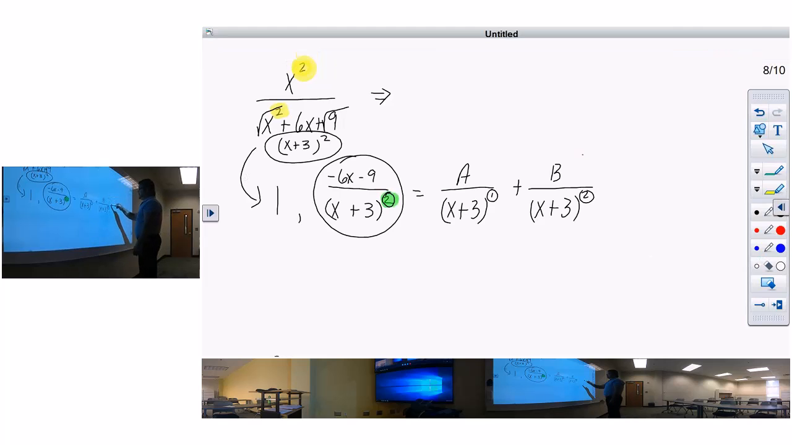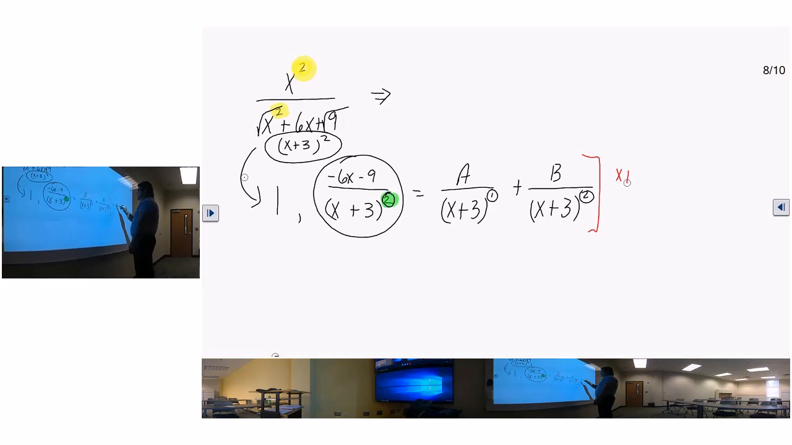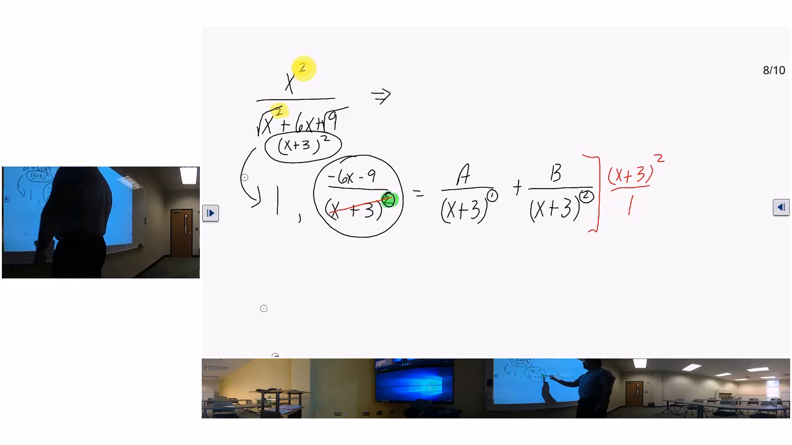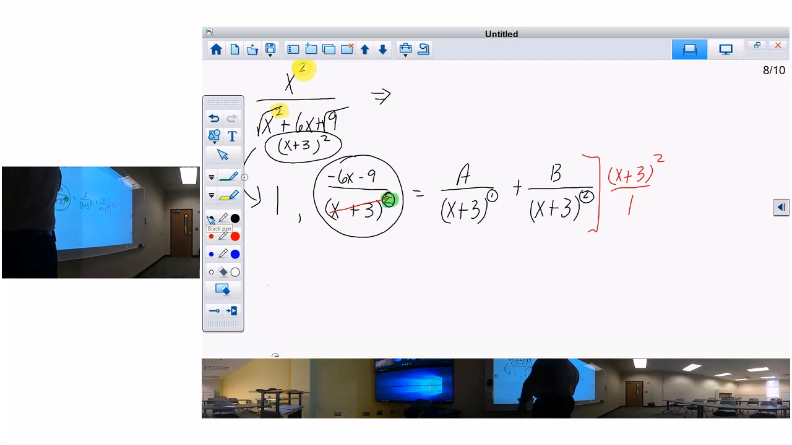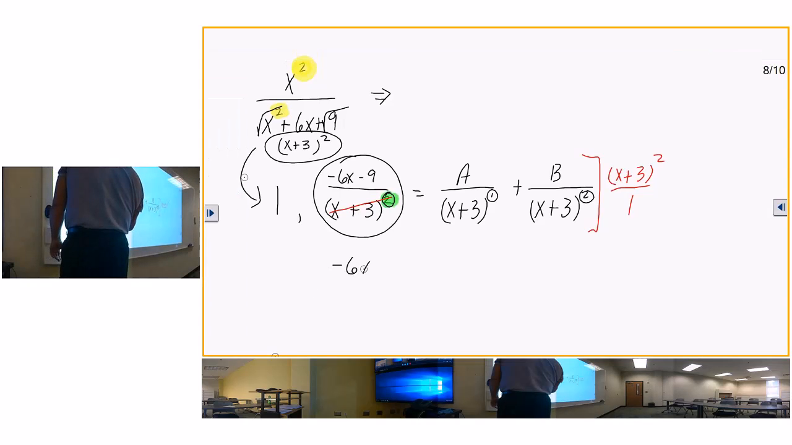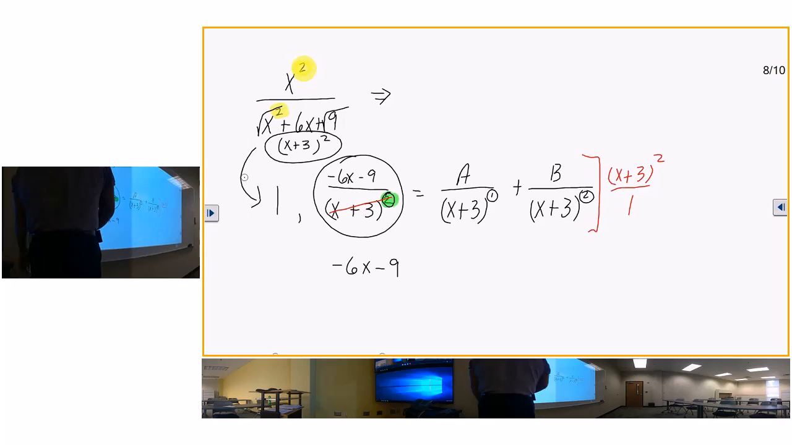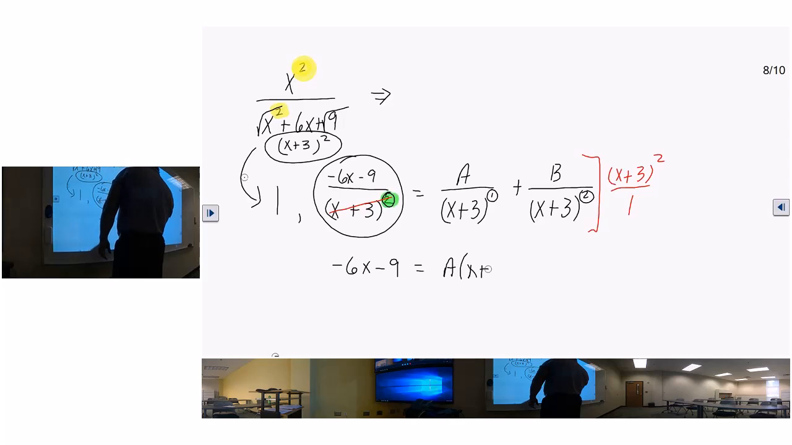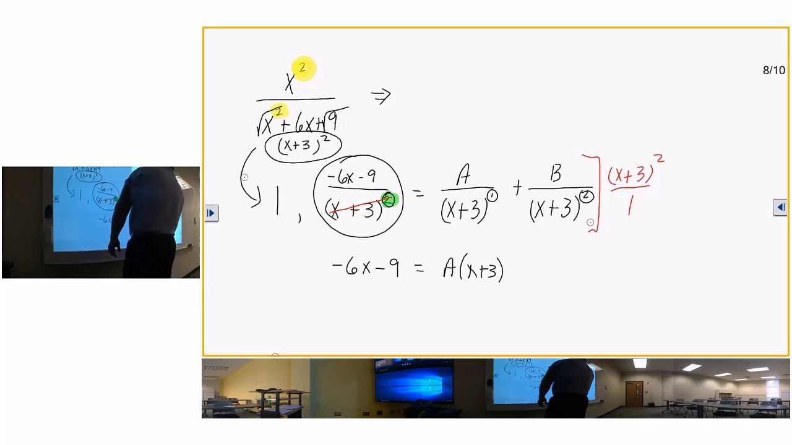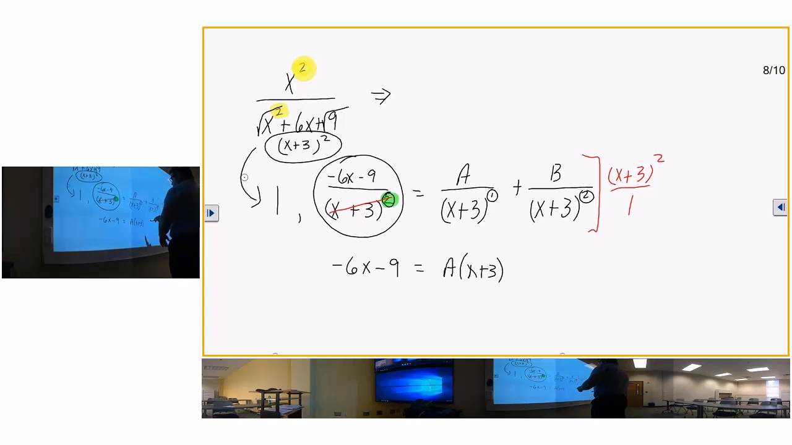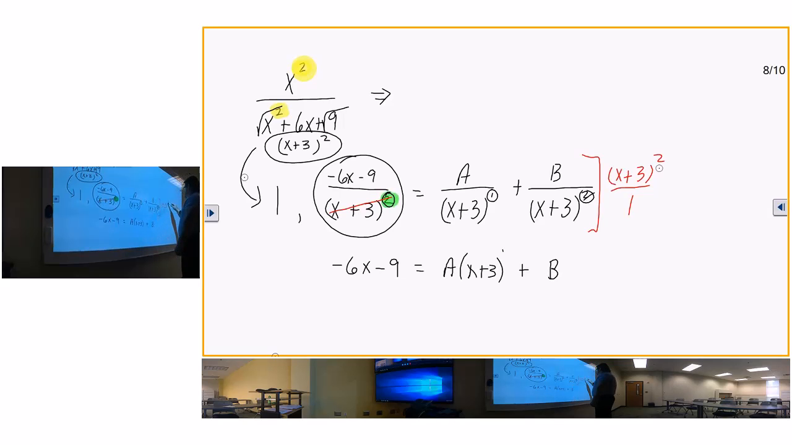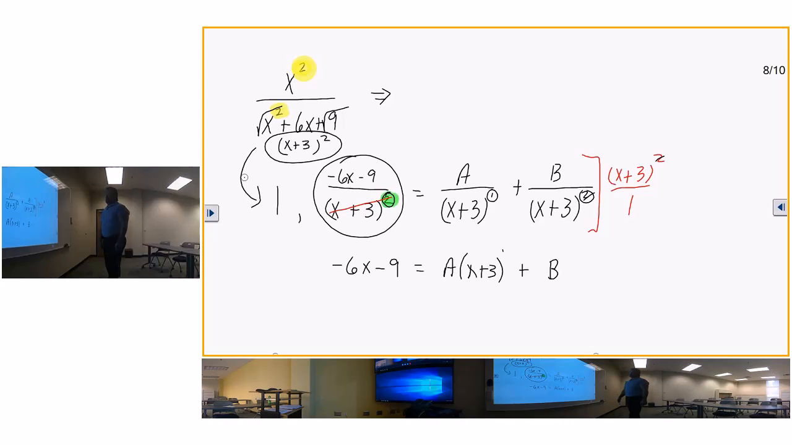All right, so now we multiply through by the common denominator. Well, when we multiply through by the common denominator, which is x plus 3 quantity squared over 1, that's going to knock this out, which is supposed to, and give you negative 6x minus 9, which is supposed to happen, is equal to a times x plus 3, because 1 cancels with that 2, and that leaves the 1 power right here, and then plus b, because this cancels with this. So this is turning out to be a pretty simple problem.